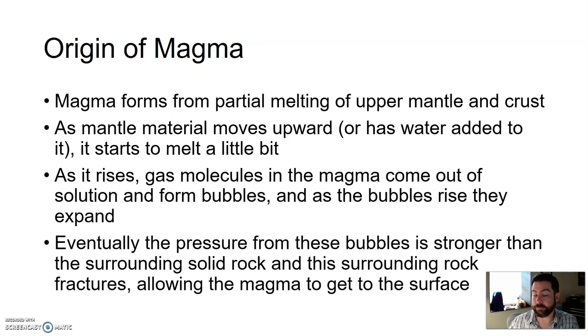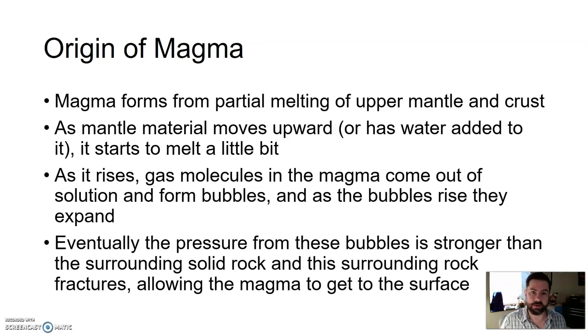Eventually, the pressure from these bubbles is stronger than the surrounding rock, and the surrounding rock fractures, allowing the magma to get to the surface. All right, so it's already welling up. Mantle convection is helping the process, possibly. Water added to mantle material is melting it, and it's less dense, so it's already making its way up. But all the gas bubbles trapped in there facilitate and help this process.